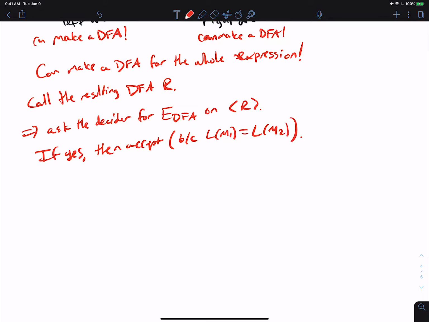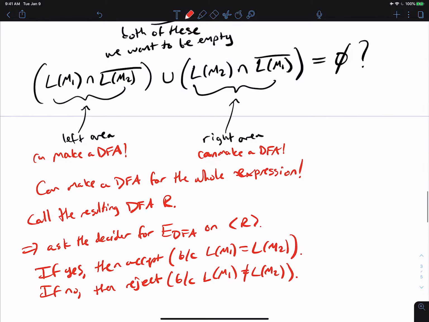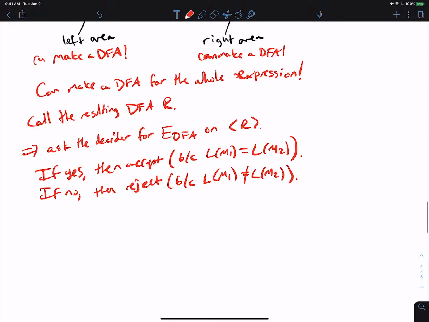We're trying to answer the equality problem here. And then if no, then reject, because the language of M1 is not equal to the language of M2, for the reason that if it's not empty, then one of these two subset conditions is not true, which means that there is some string that one accepts that the other one doesn't.